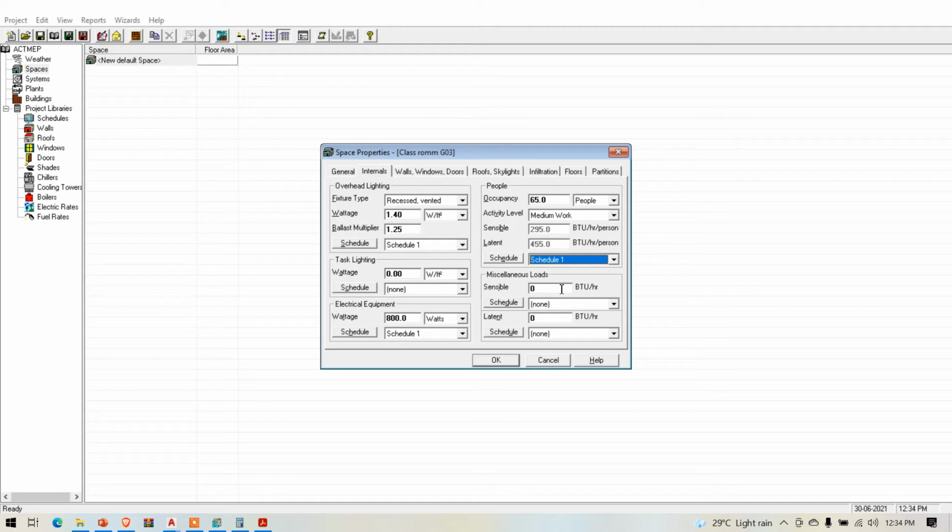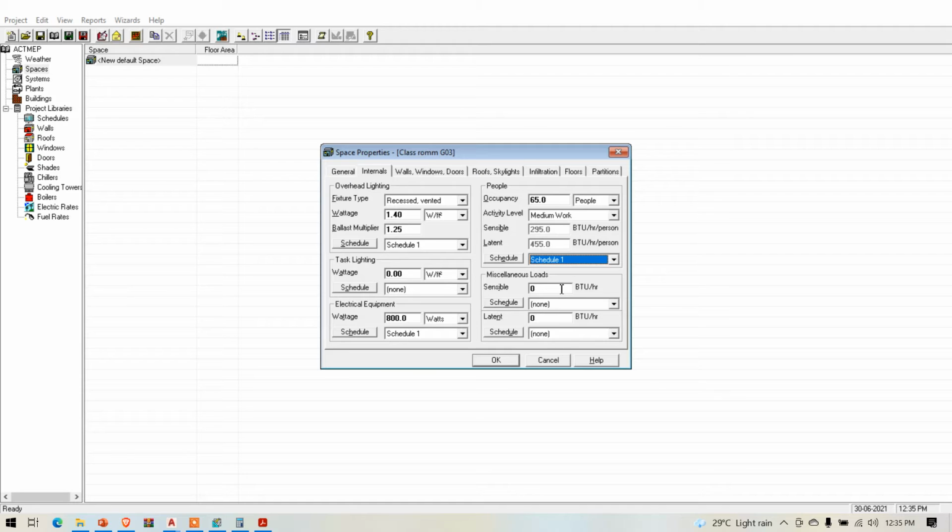This miscellaneous load you get from your client side. What machines will be there, and for each and every machine, what is the sensible heat as well as latent heat? If the client is not providing it, the design engineer has to go to the site and verify the machines, how many machines there are in total. Each and every machine has a machine property label, on which they mention the BTU level. We have to take a note of that BTU level and mention it here.